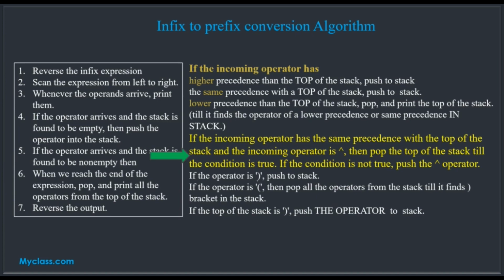If the operator is a closing bracket, then push it to the stack. If the operator is an opening bracket, then pop all the operators from the stack till it finds a closing bracket. If the top of the stack is a closing bracket and the incoming character is an operator, then push the operator into the stack. Those are all the conditions we want to check when an operator arrives and the stack is non-empty.